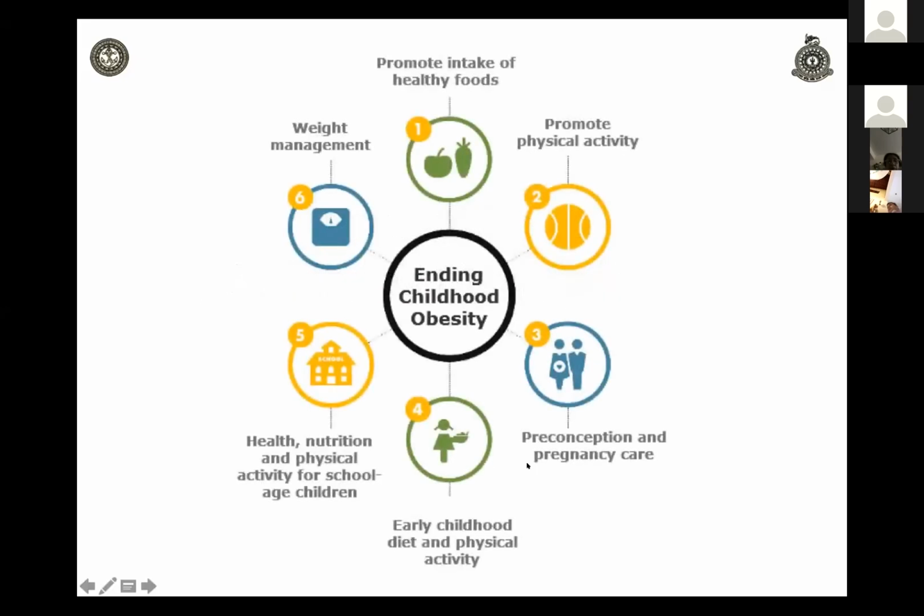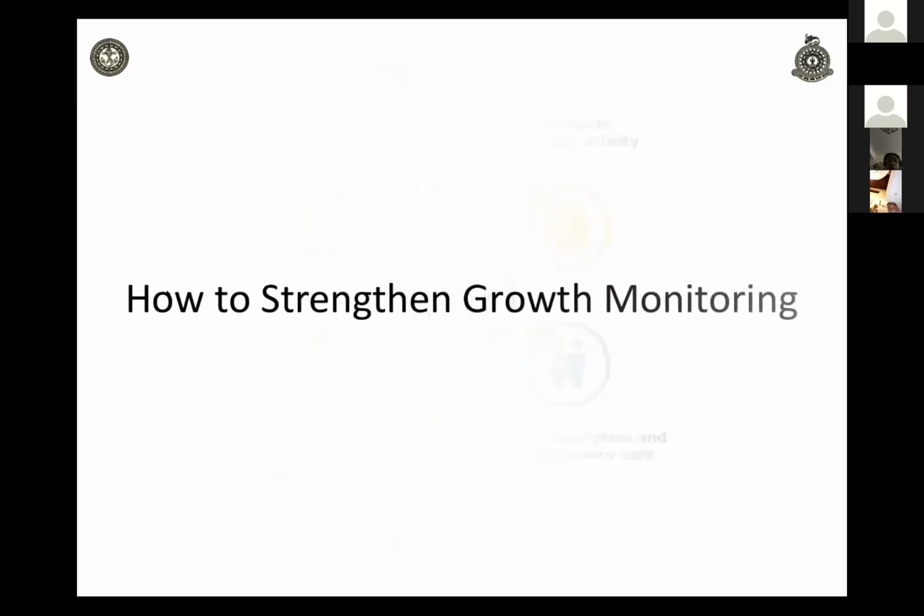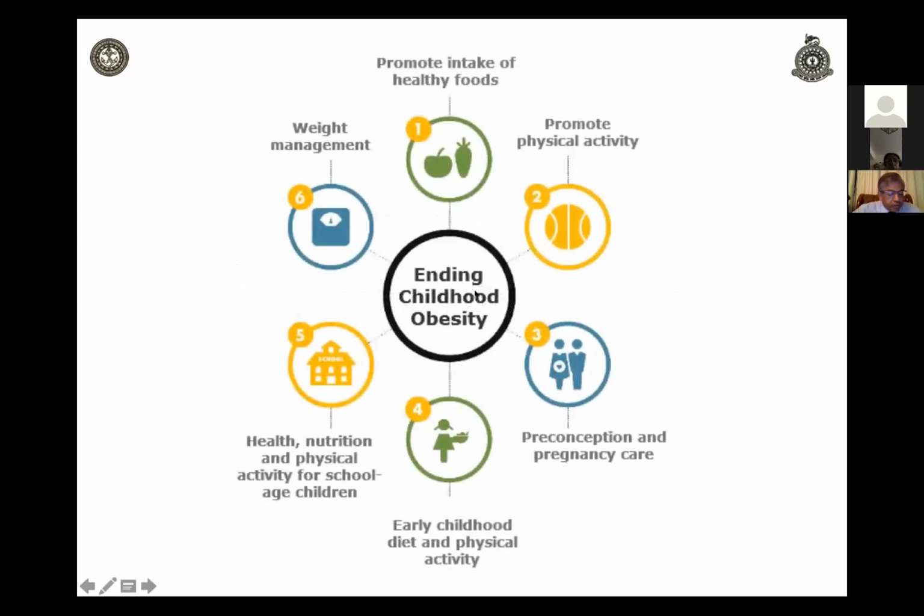So the WHO ending childhood obesity report came up with 6 main points. But what I want to emphasize in this case is actually to strengthen the growth, because definitely having a good size child is important. So maternal nutrition is very important. And then early diet and education at school, then weight management, proper nutrition, and physical activity. So out of that, I think one of the most important things is the correct childhood diet.